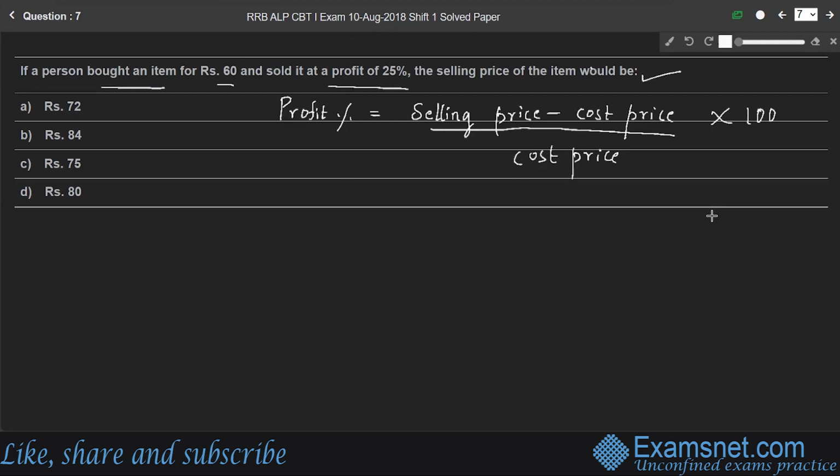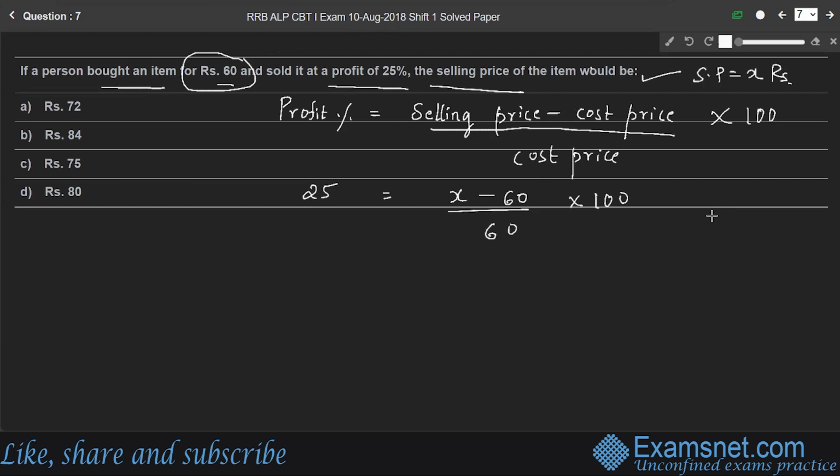Here we need to find the selling price of the item. The item was bought for 60 rupees, so cost price is 60. Let us assume selling price as X rupees. Therefore, profit percentage, which is 25, is equal to selling price X minus cost price 60, over the cost price again 60, into 100. So find the value of X, a simple calculation.